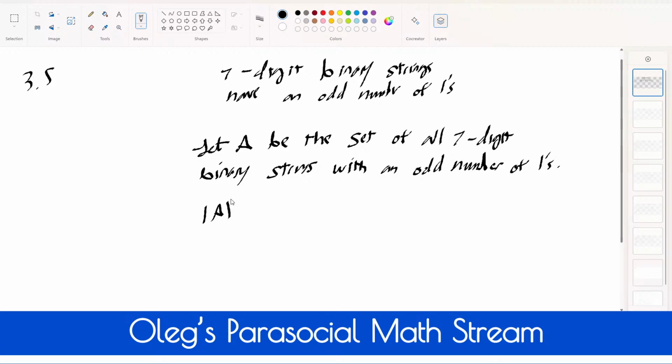Okay, we're going to break A into smaller parts. So we need to know odd number of ones. So we have a 7-digit string, so we have 1, 2, 3, 4, 5, 6, 7. So an odd number of ones can be 1. We can have 3 ones. We can have 5 ones.